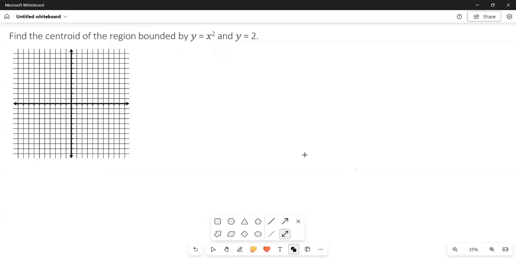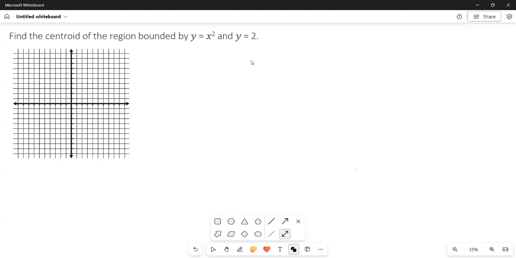Okay, so we have here example number 2. Find the centroid of the region bounded by y is equal to x squared and y is equal to 2. As usual, the first thing we do is graph our functions. Depending on the problem it may be optional, but as much as possible we still graph so our solution is more accurate.